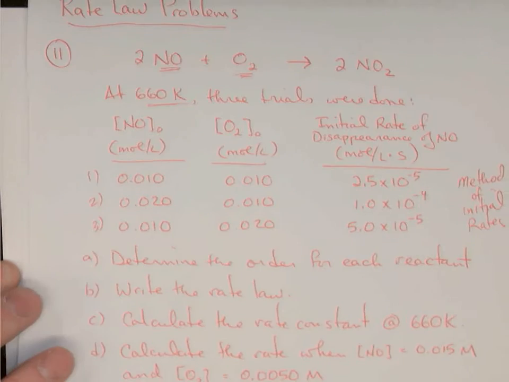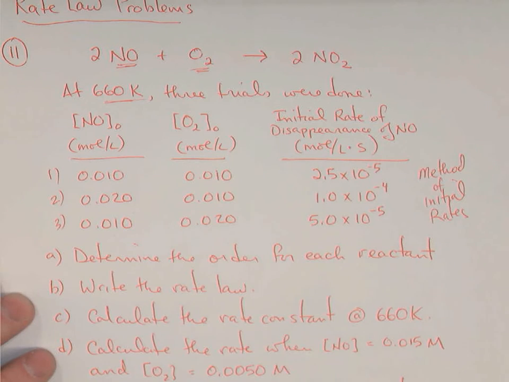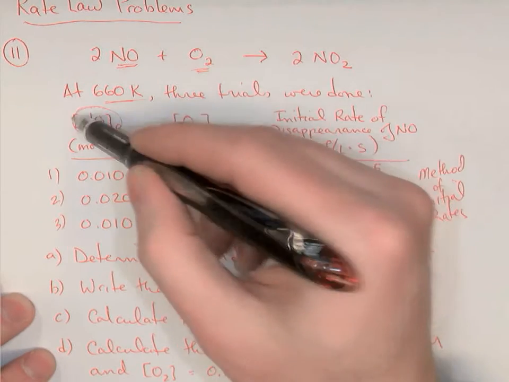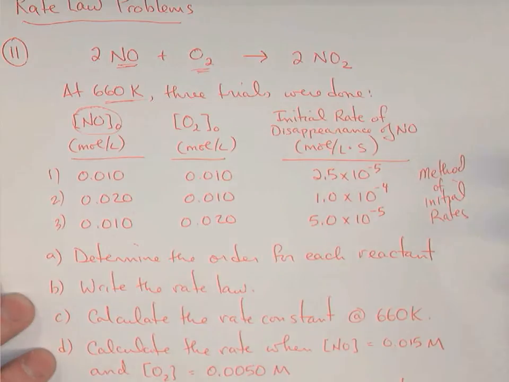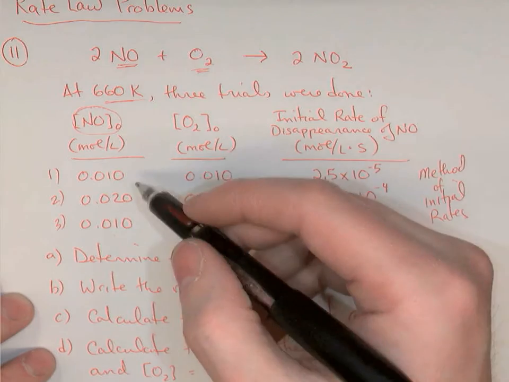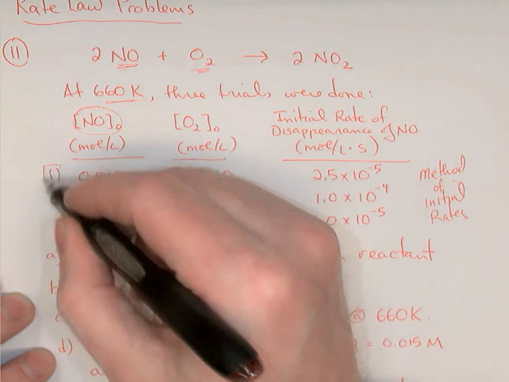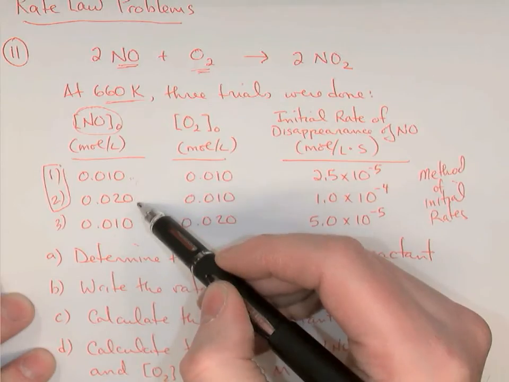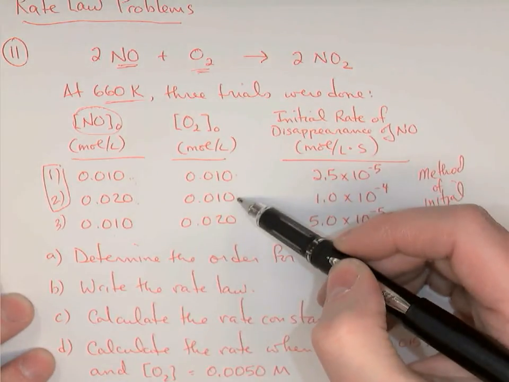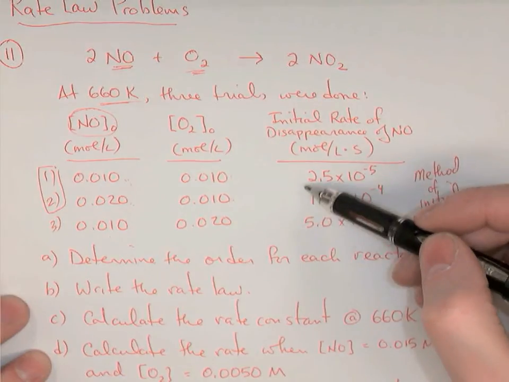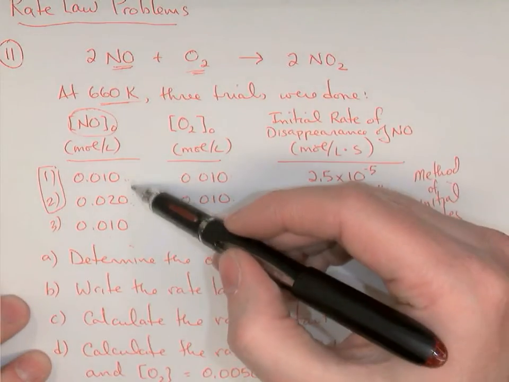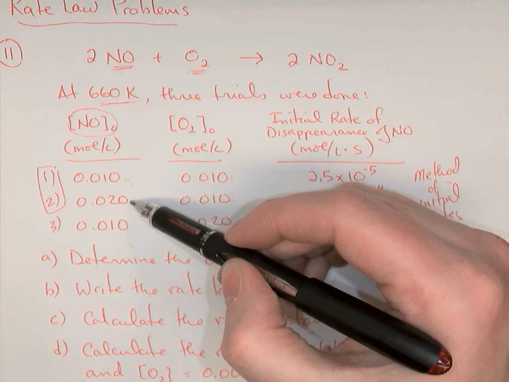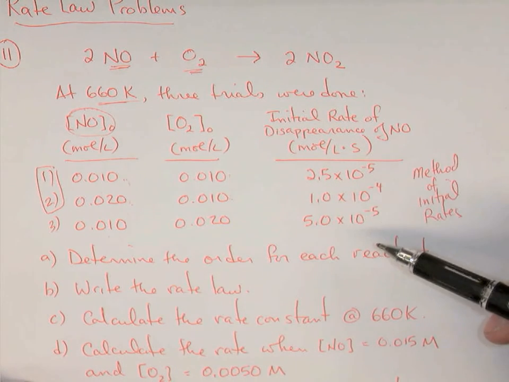Well, what I want to do is look at my data table, and I want to identify 2 trials where the NO, that was the order for X, goes with NO here. It's matched together with NO. We want to find 2 trials where NO is changing, but where the oxygen concentration is not changing. So looking at the numbers, trials 1 and 2, the NO changes here, while the oxygen does not change. Therefore, any change in the rate that happens must be because of the NO, and therefore we'll be able to use the change in rates to figure out what X is equal to.